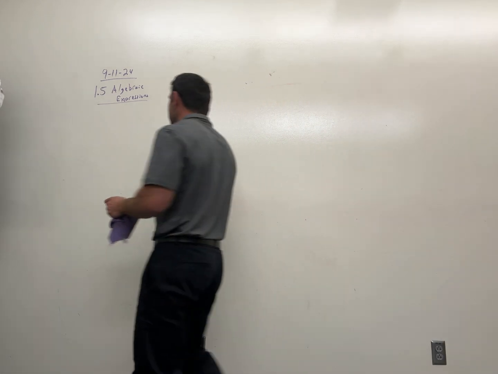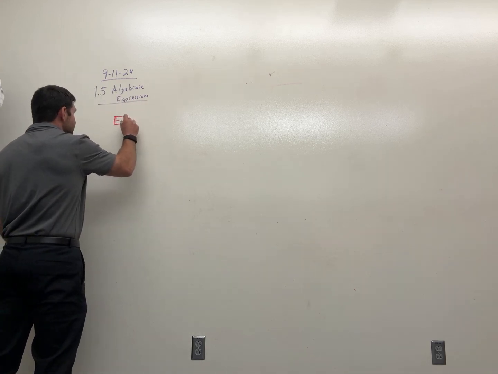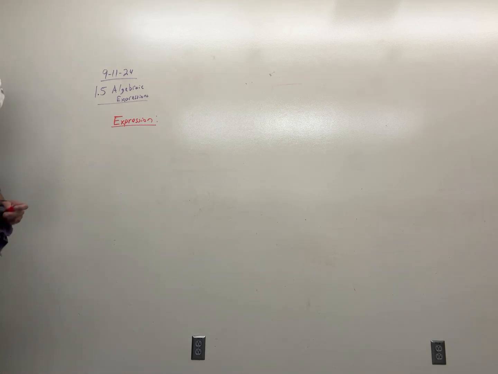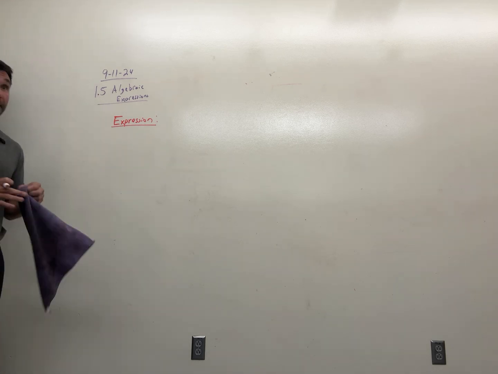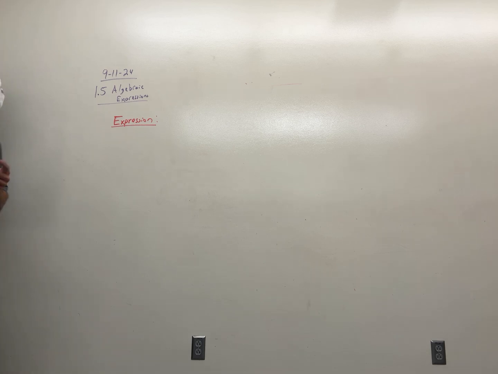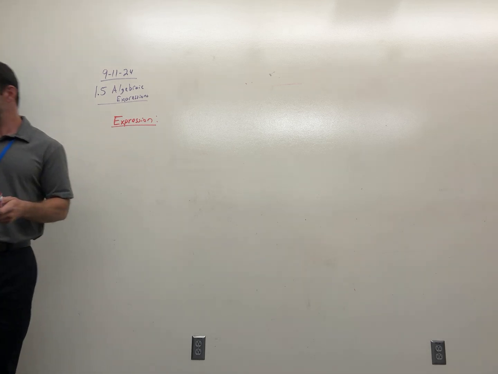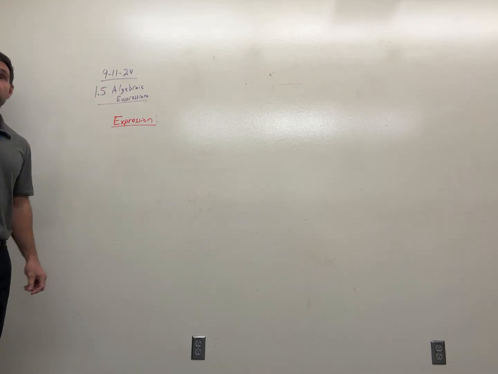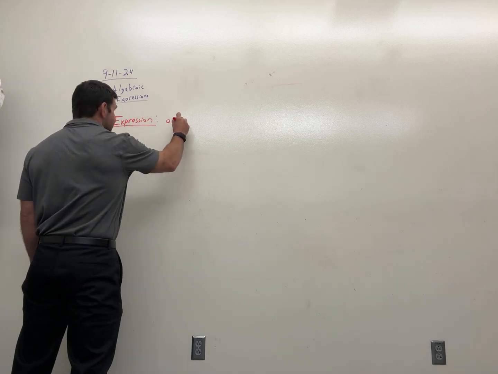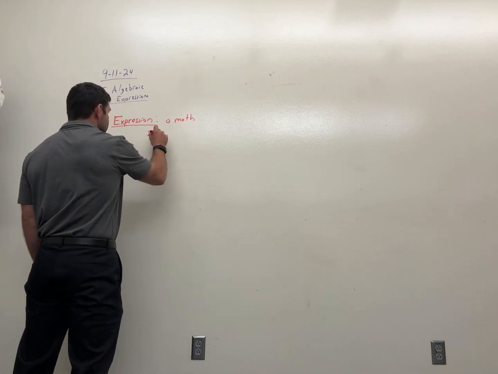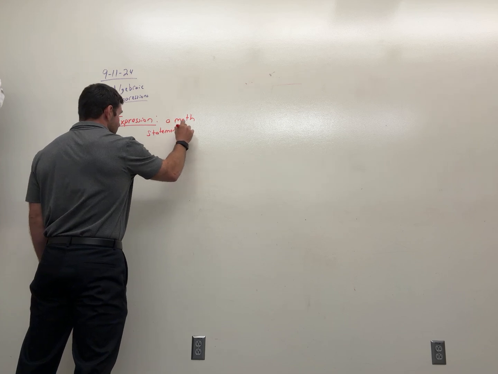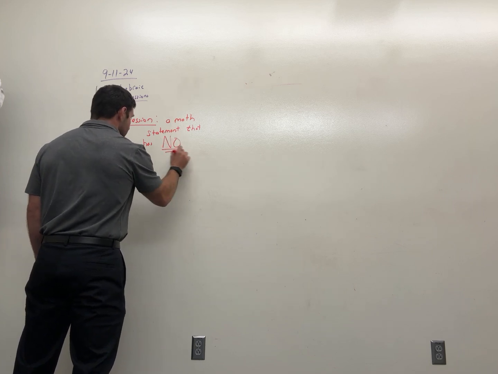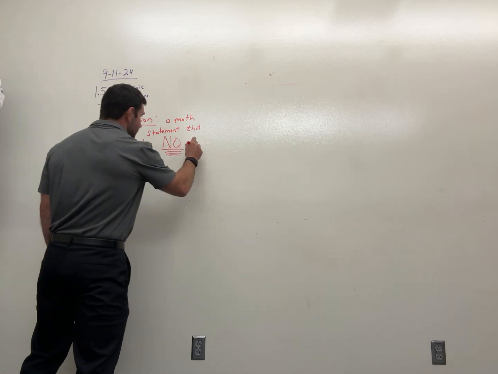So the first thing that we need to know is, what is an expression? Okay, so we need to know what an expression is because this is what we're going to be dealing with until we get to equations. So there's two big things, an expression and an equation. Okay, cool. So an expression is a math statement that has no equal sign.